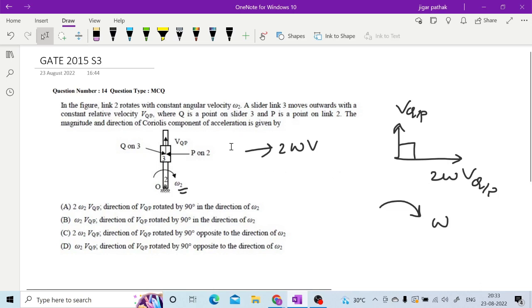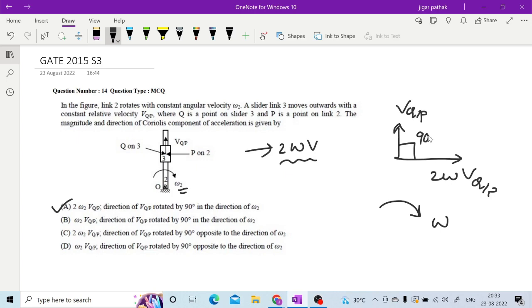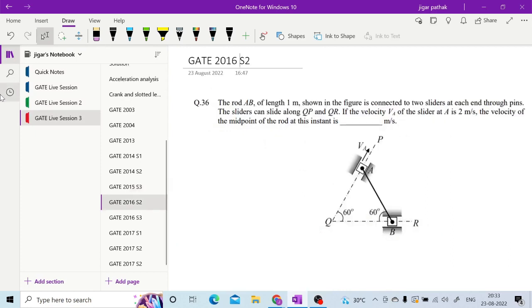No. I don't know why you are getting confused. But here this one is the correct one. Answer A is the correct answer. You can check and I will also check. And I will explain again. Your direction of the linear velocity of Q with respect to P is in the outward direction. In order to get the direction of the Coriolis component, you have to give a 90 degree rotation to your velocity in the direction of this angular velocity. It is clockwise, so this way you will have. Are you getting what I am saying? Yes sir. Okay, now let us go to the next one.